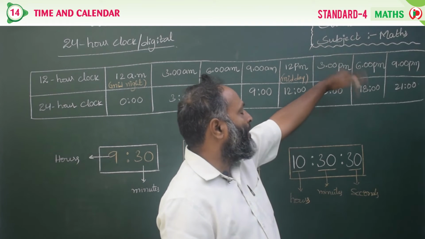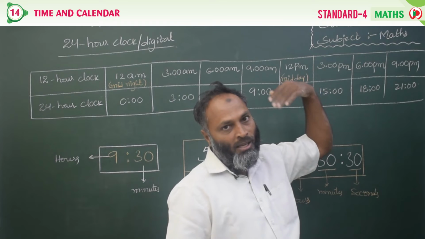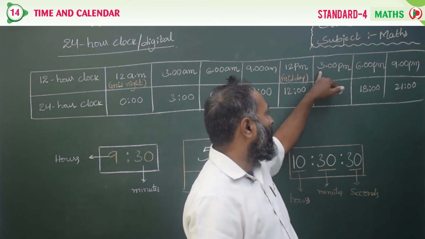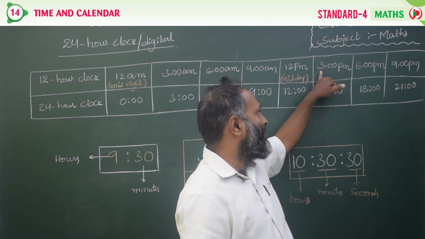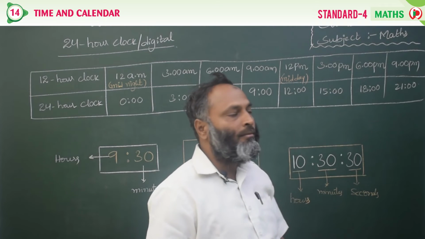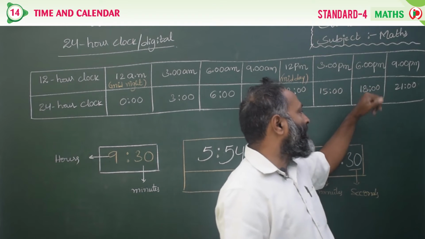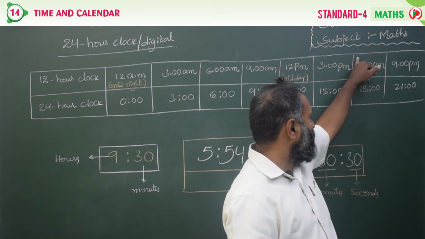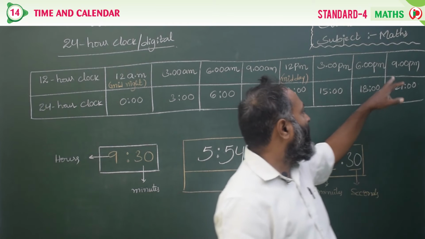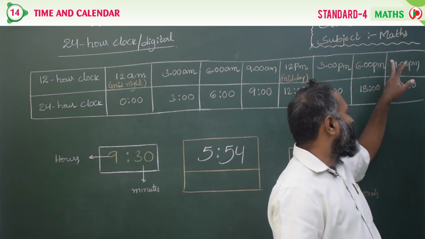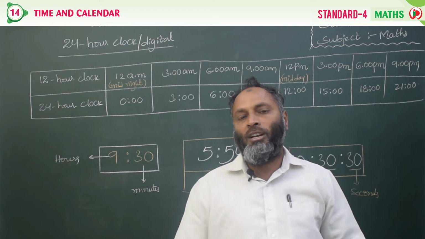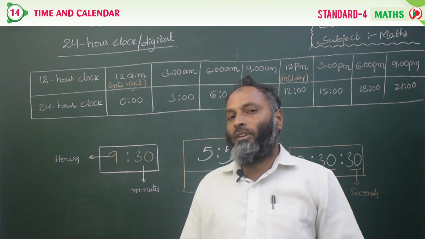Then PM starts after 12, so 1 PM, 2 PM, 3 PM. How to write these in 24 hours? For 3 PM, we should add 12 to it: 12 plus 3 is 15, that is 1500. For 6 PM, 12 plus 6 is 18, that is 1800. Now 9 PM means 12 plus 9, that is 21. In this way, we should convert the 12 hours format into the 24 hours format.